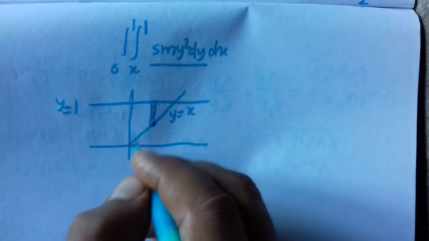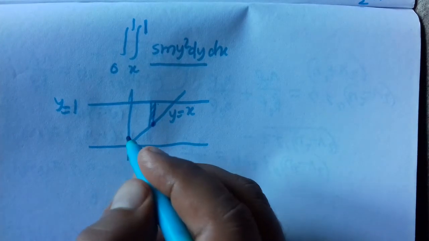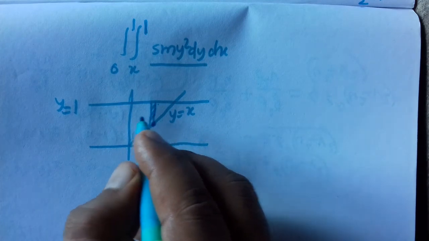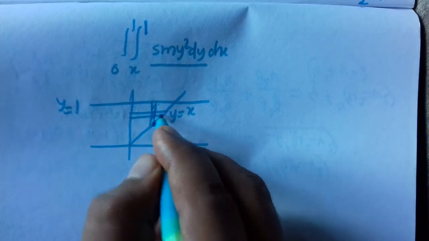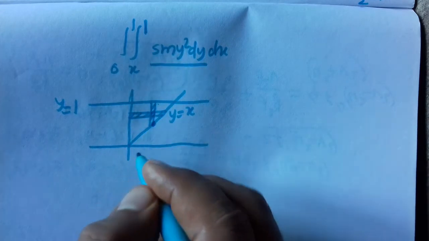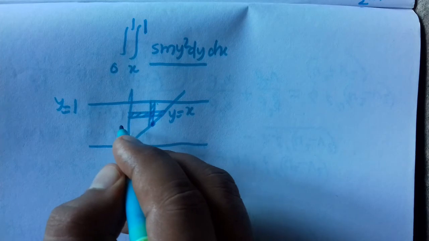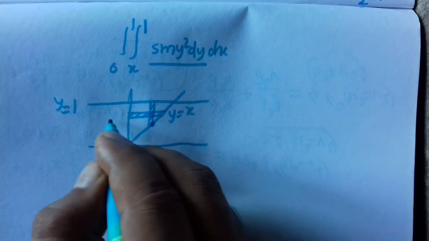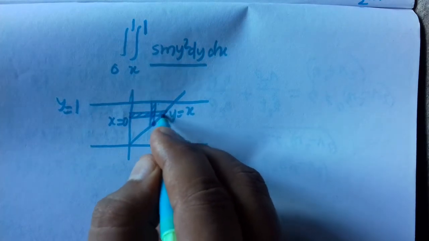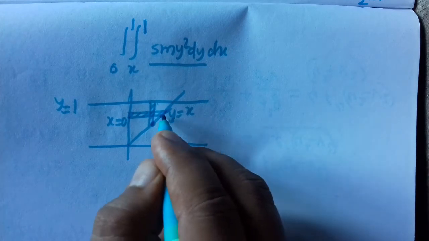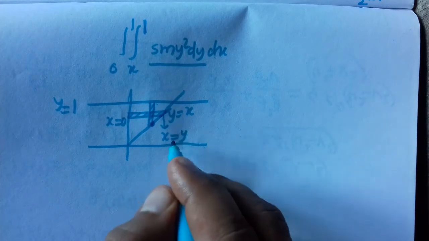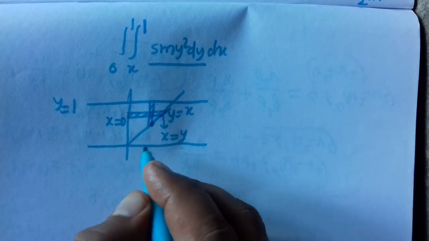You see a vertical strip. To change the order of integration, we do the opposite. That is a vertical strip, now a horizontal strip. This strip is parallel to the x-axis, so we take the limit for x. This point is x equals 0, and according to this point it is x equals y. So x goes from 0 to y.